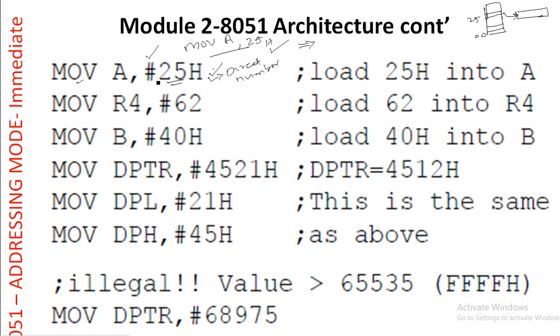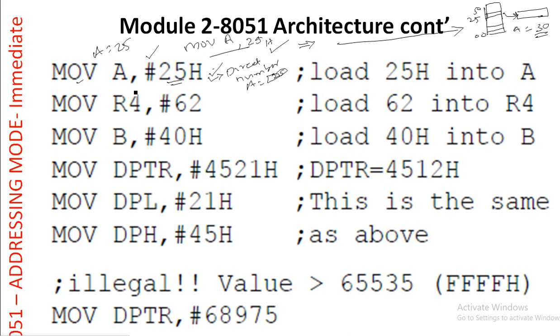If your instruction is MOV A, #25, your accumulator will be 25 after the execution of this instruction. So after the execution of MOV A, #25, accumulator will be 25. Suppose the content of location 25 is 30; after execution of MOV A, 25, A will be 30. So that is the difference between MOV A, #25 and MOV A, 25.